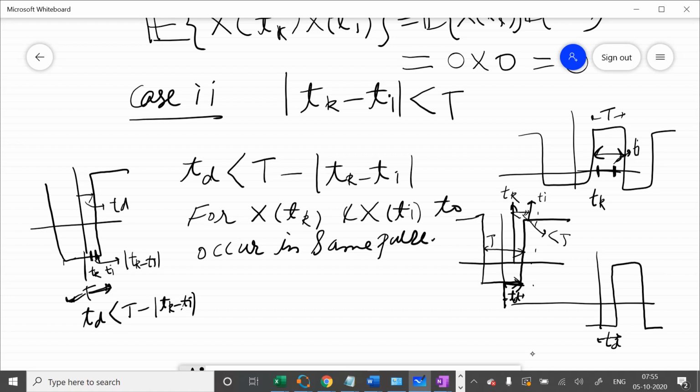In any other case, if TK and TI are in different pulses, then TD will not be less than the difference between T and TK minus TI. This point may be difficult to ponder upon initially, but if you think it through properly you will get it. Initially it will be a little bit hard, so we have to go through the proof again and again.